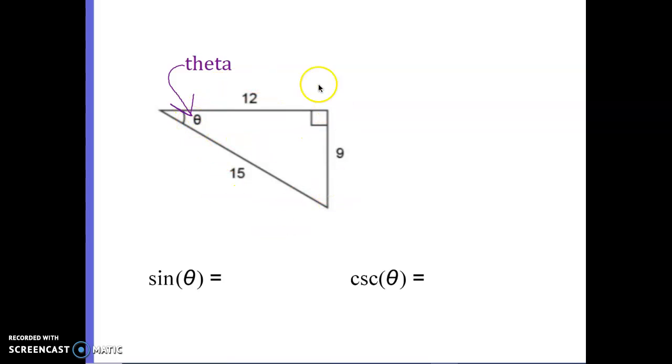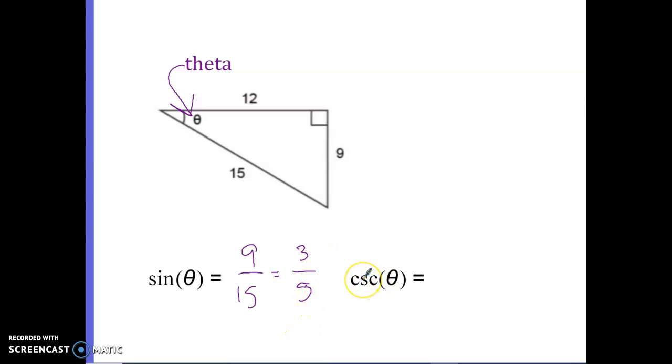And if I look at this triangle right here and I want to know the sine of my angle theta, well, I remember from before, sine is opposite over hypotenuse. So opposite is across from, that's going to be 9. And hypotenuse is the one across from the right angle. There's my little right angle mark. So the hypotenuse is 15. And then we're going to simplify that. 3 will go into both 9 and 15. 3 goes into 9 3 times. 3 goes into 15 5 times. So my simplified fraction will be 3 over 5.